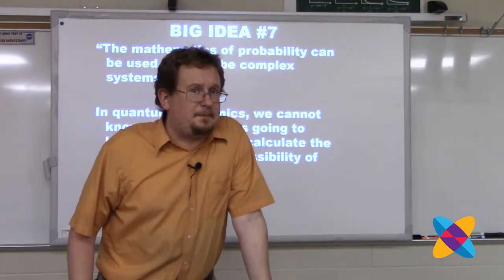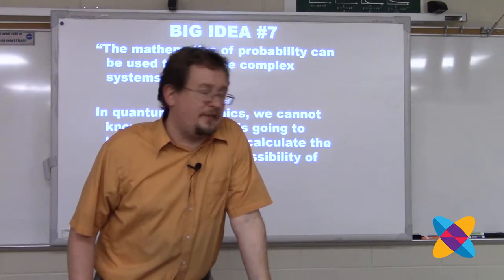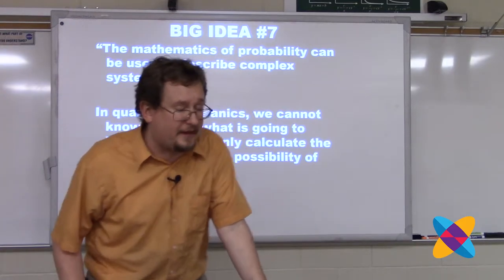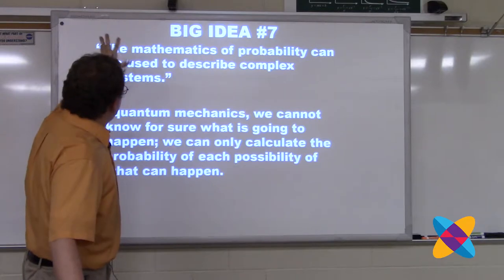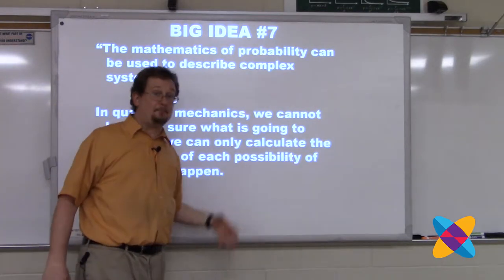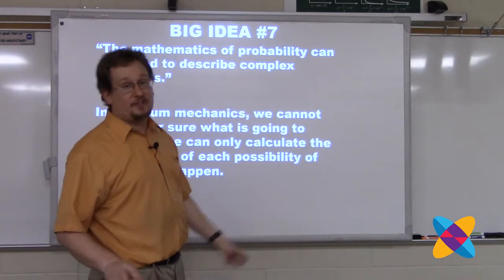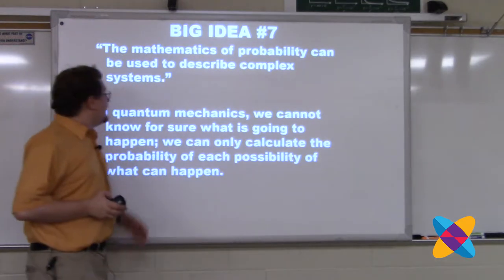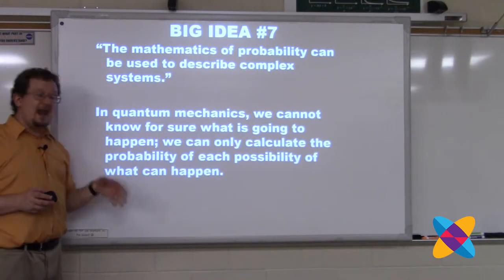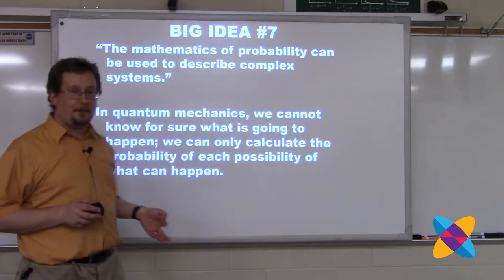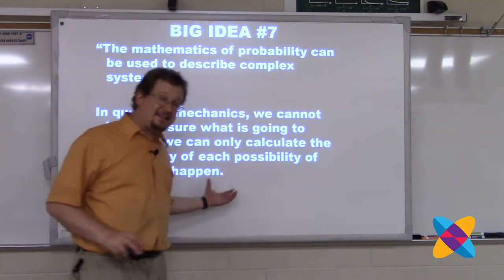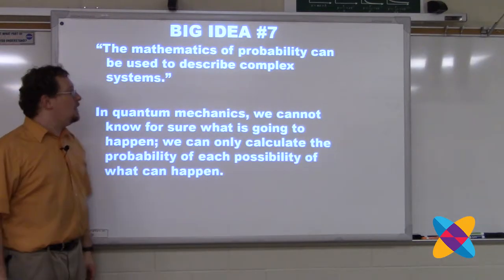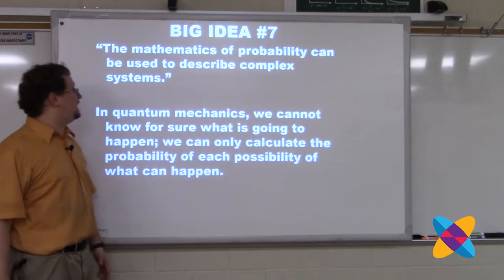Physics 1 only has 6 big ideas, but Physics 2 has a 7th one. The same 6 as Physics 1, but a 7th one that says the mathematics of probability can be used to describe complex systems. Well, that shows up in quantum mechanics. In quantum mechanics, we cannot know for sure what is going to happen. The best we can do is calculate the probability of each possibility. Why is that? I don't know. That's just the way that it is.